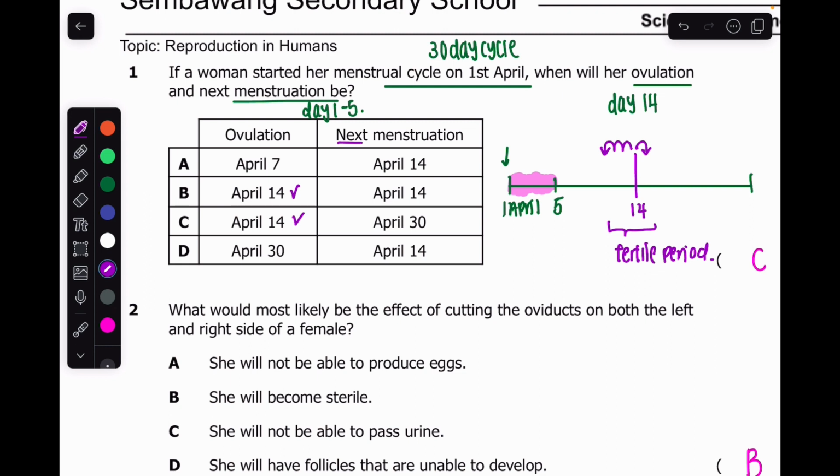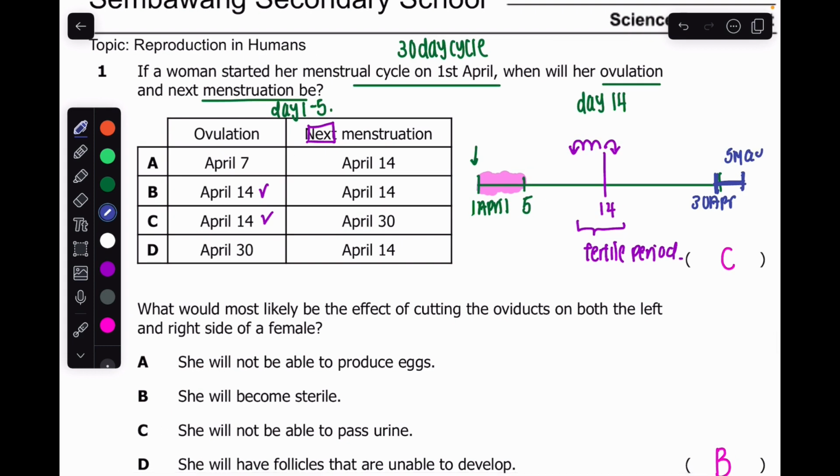Then when will the next menstruation be? So in May, or probably in the next month. When will it be? So assuming a 30-day cycle, then the next period of menstruation here will probably be around 30th April to perhaps 5th of May, depending on how you count the first day. Okay, so the most appropriate answer here would be C. It's impossible to have both the menstruation and ovulation days on the same date.